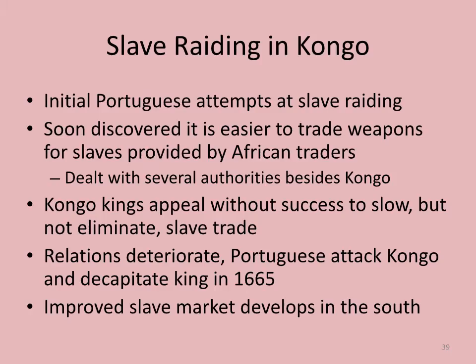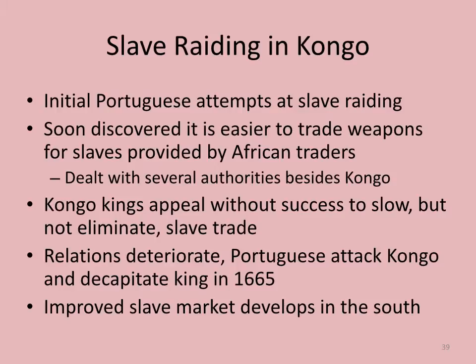Now, what we are going to see is that the Portuguese know that their major colony, which is really the only real successful colony at this point, is Brazil, and it requires large slave labor in order to keep it going. Initially, Portuguese attempts at slave raiding are not very successful. Essentially, they're sending white people into the central part of Africa, and once the locals see them, they essentially run off or kind of kill them. What they end up doing is, it's just easier to trade weapons for slaves provided by African traders. So essentially, they're paying Africans to go get African slaves to be exported to other territories. So they're paying Africans for Africans to sell. Now, the Congo kings appeal without success to slow but not eliminate the slave trade.